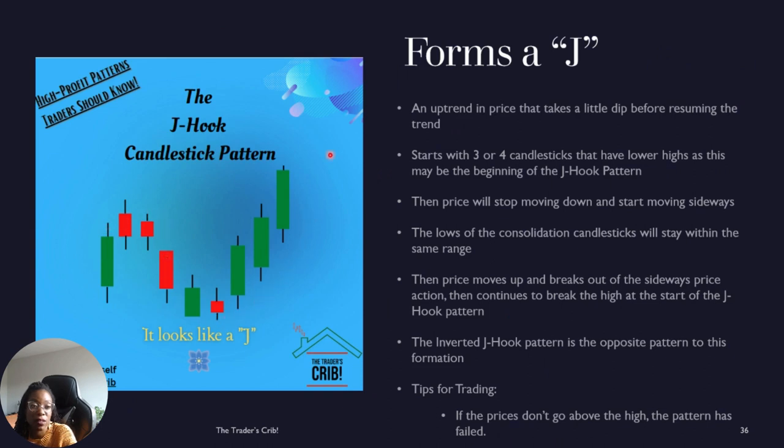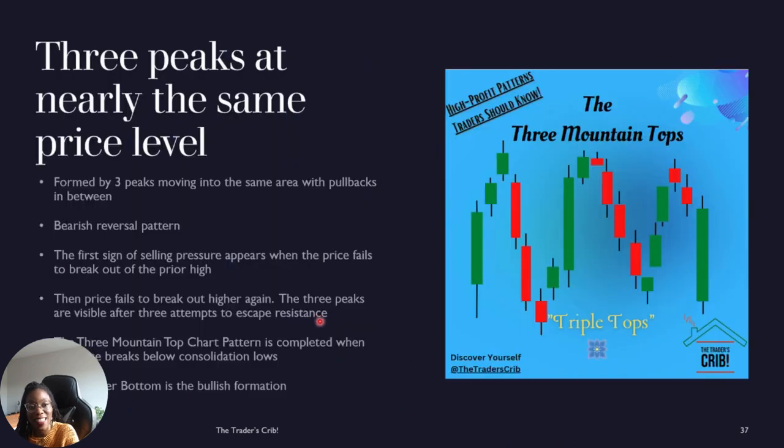The next major candlestick pattern I think is very profitable is the J hook. Some may call it a cup and handle. It depends on where you're getting your resources from. So the J hook shows that price was going up and then did a slight retracement down and then continued back up. In an uptrend, it usually confirms a continuation of the uptrend.